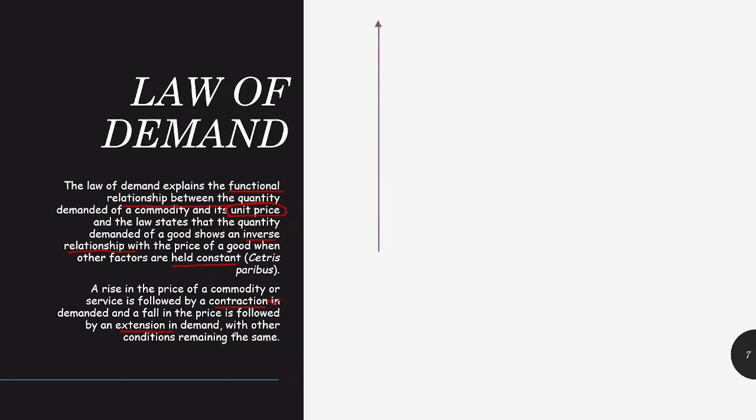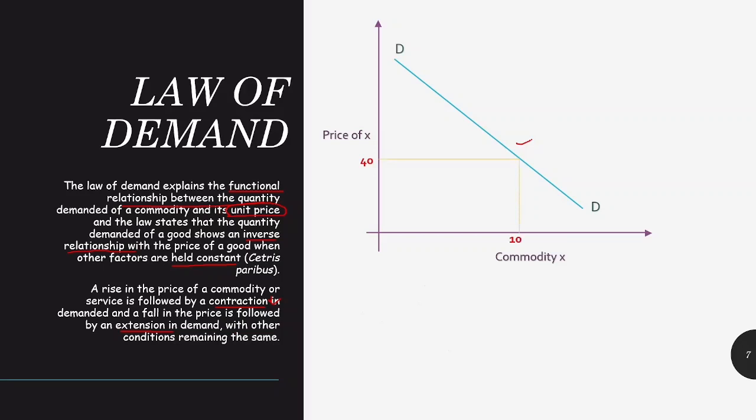Now let's look at the law of demand graphically. On the x-axis we have commodity X, on the y-axis we have its price, and the curve is downward sloping. Why? Because the relationship between price and the units of the commodity is inverse. So this is a demand curve. Suppose at price 40, a person is consuming 10 units of commodity X. Now at 60 rupees, the units purchased are only 6. So we can see the demand curve is downward sloping because with an increase in price, the quantity demanded is decreasing.